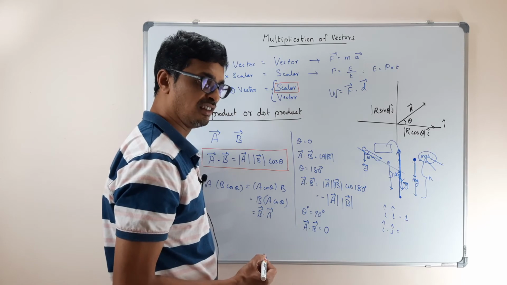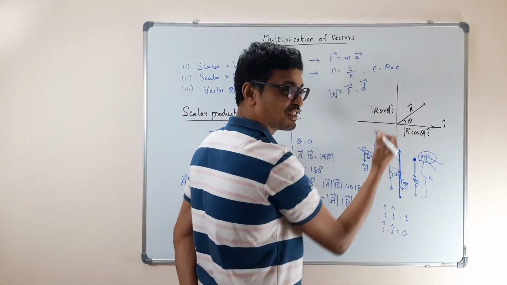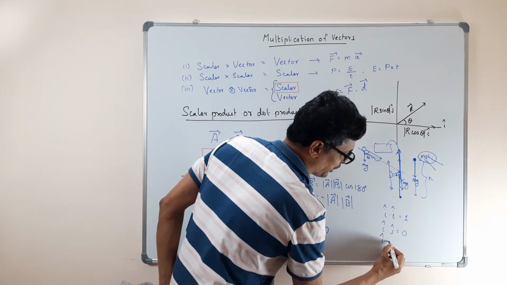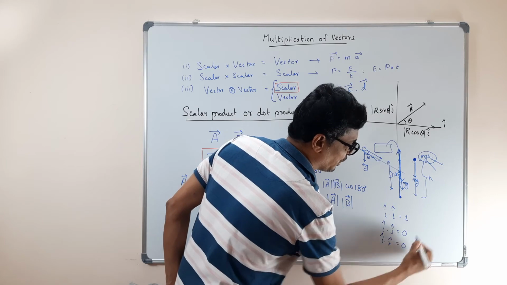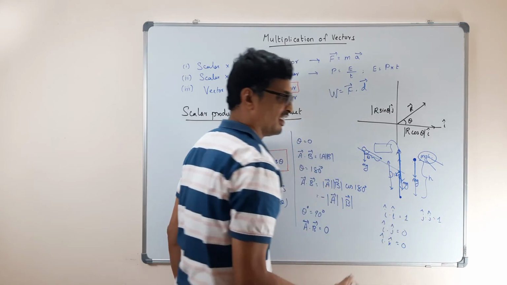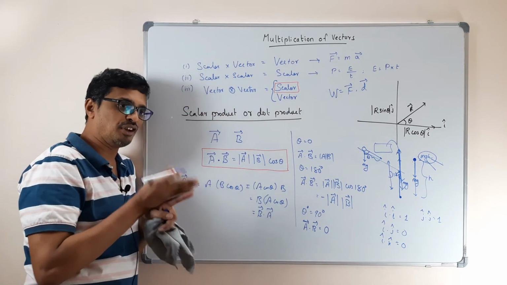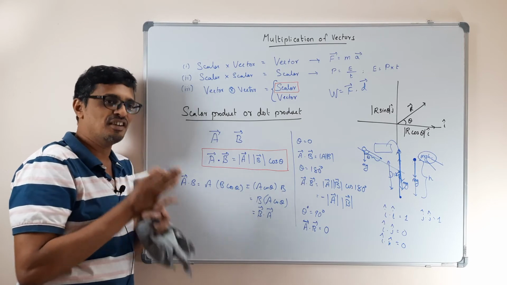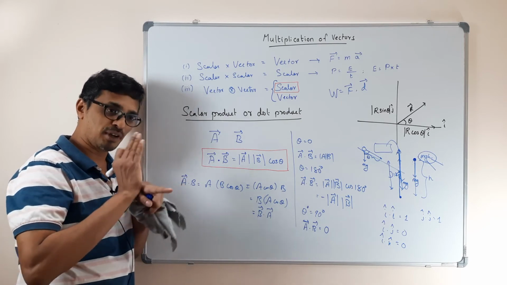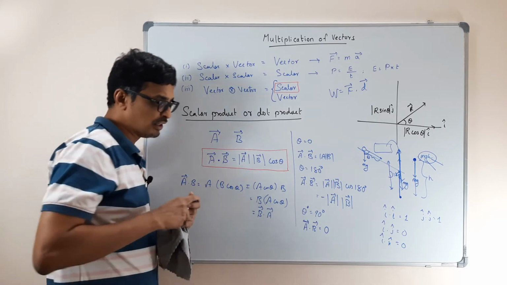0, yeah, because i and j, they are perpendicular to each other, na? So cos 90 will become 0. Similarly, you can put i cap into k cap also will be 0. And similarly, you can say j cap into j cap will be equal to 1. The dot product of unit vectors in the same direction will always be 1. The dot product of unit vectors which are perpendicular to each other will always be 0. Okay, so clear this one.